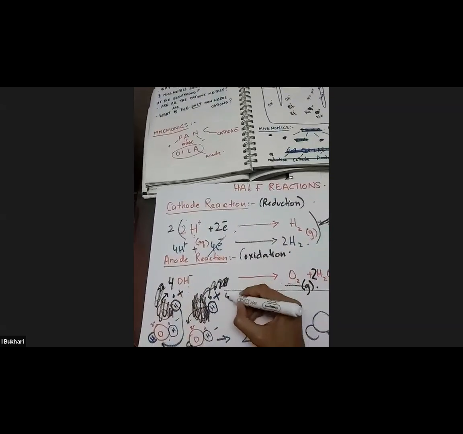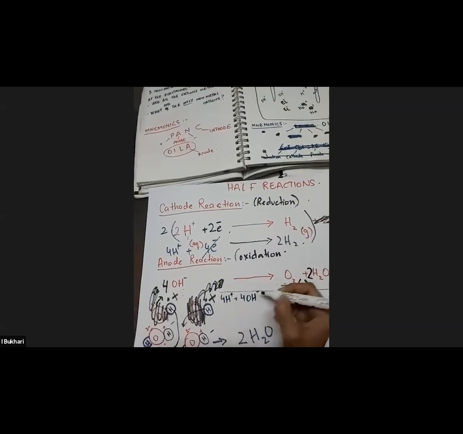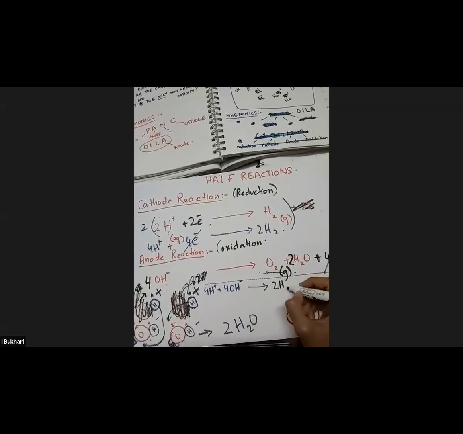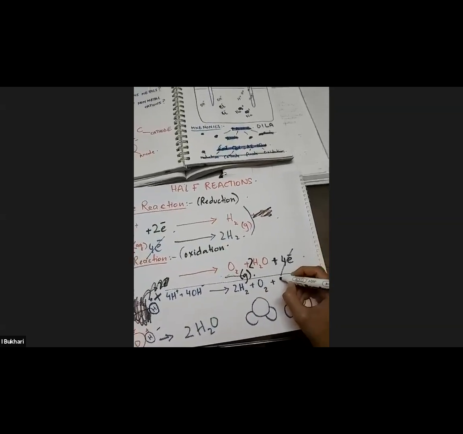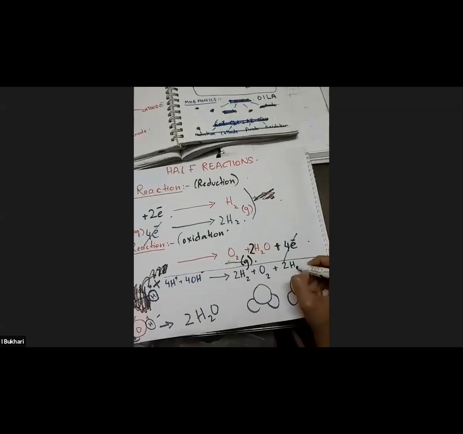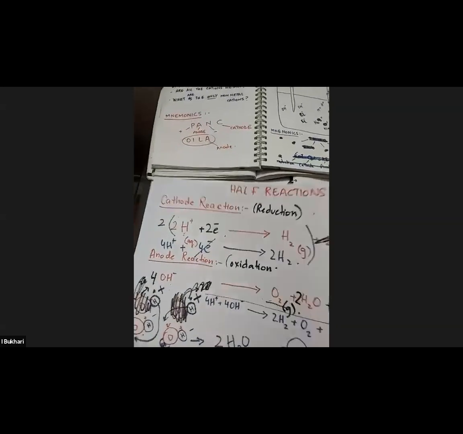What do I have? 4 hydrogen ions and 4 hydroxide ions. Now 4 hydrogen ions and 4 hydroxides will not stay separate as such. What will they do? They will combine together to form water molecules, right?